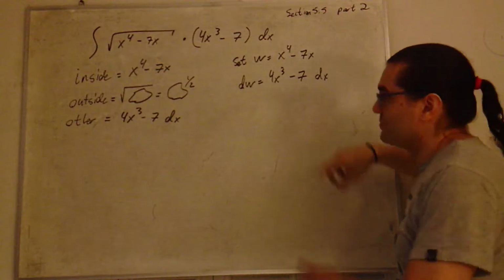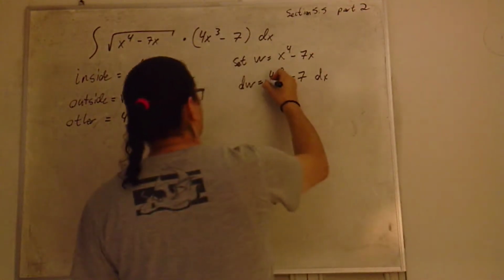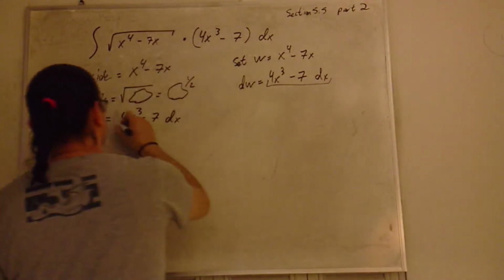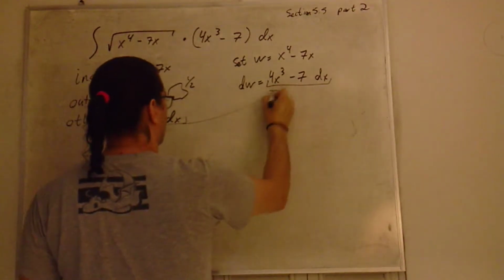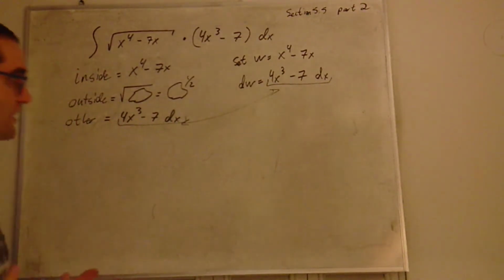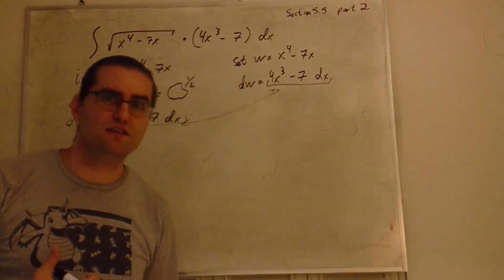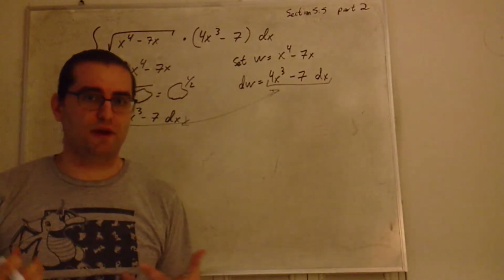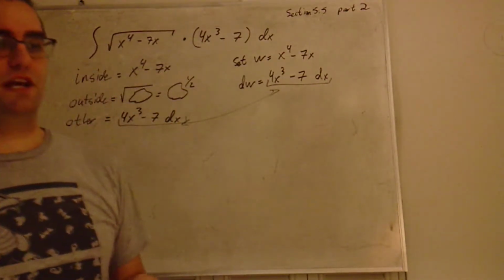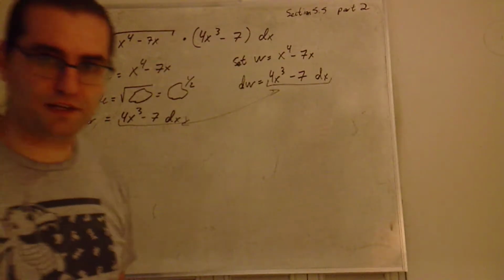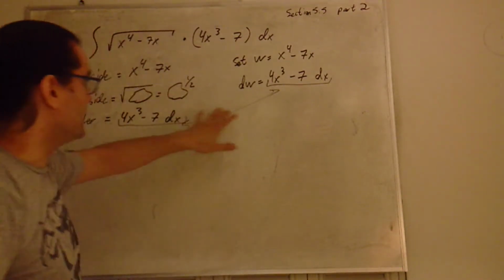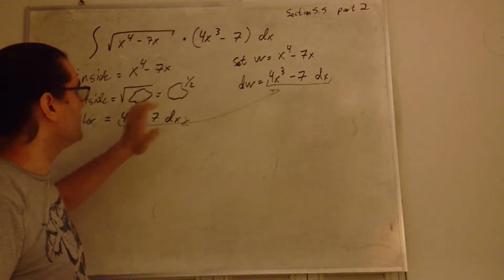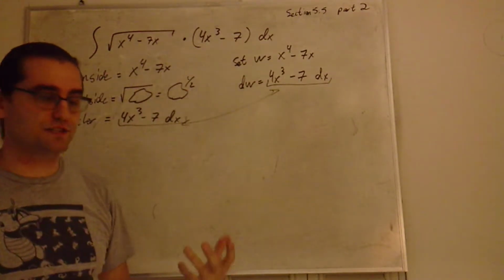The next step is to see if these things match. If this matches this, then we're all set and we can proceed to the next step. If they don't match, there's a couple tricks we can do to try and make them match, and we'll cover those in another example in a second. But right now they match, so we're all set. So we can proceed to the substitution step.